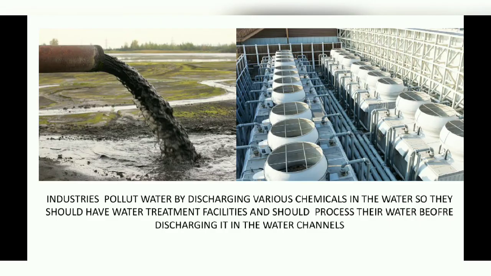Next is conservation of water. How do we conserve water? Number one, industries pollute water by discharging various chemicals into it, so they should have water treatment facilities and process their water before discharging it into the water channel. Most industries in India just discharge their chemical waste like that. They should build water treatment facilities so that the water does not pollute other fresh water or the underground water, which would hamper the living conditions of people.